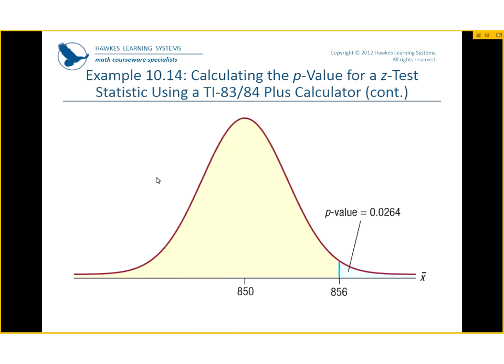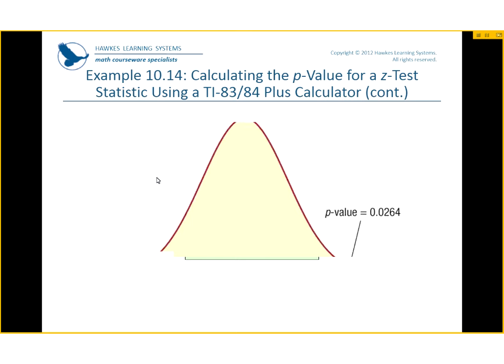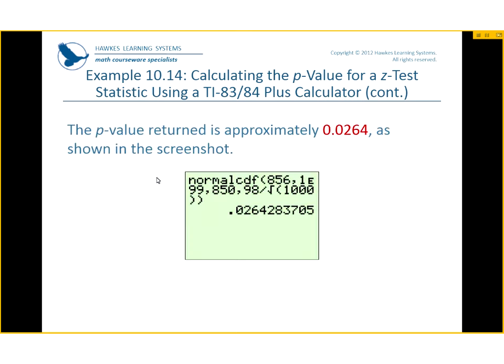So you should get 0.0264. Right? So that's your p-value. Okay? This is how it looked entered. It looks kind of crazy, but it's okay.